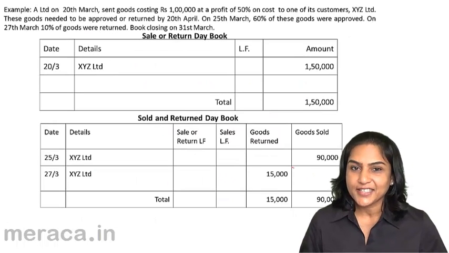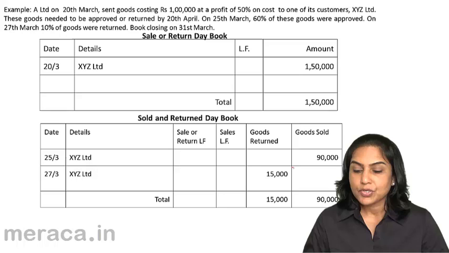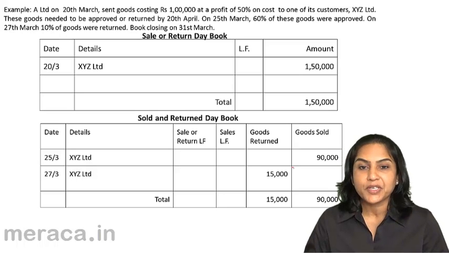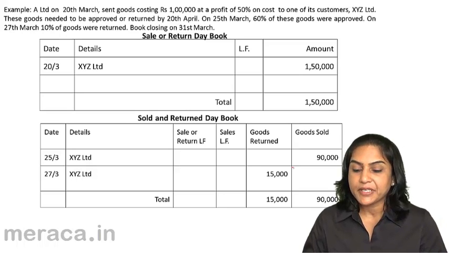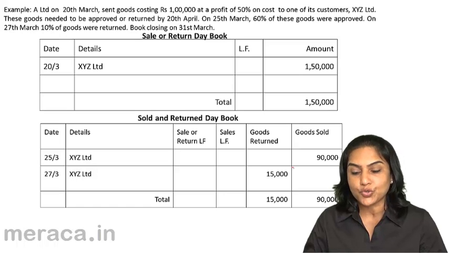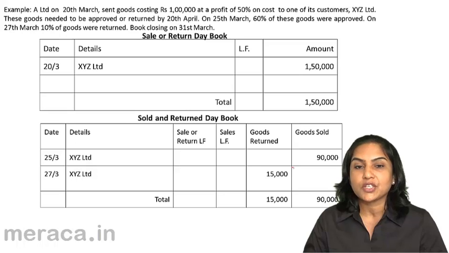Let us consider an example to better understand what we just discussed. A Limited on 20th March sent goods costing 1 lakh at a profit of 50% on cost to one of its customers XYZ Limited. These goods needed to be approved or returned by 20th April. On 25th March, 60% of these goods were approved. On 27th March, 10% of the goods were returned. Book closing is on 31st March.